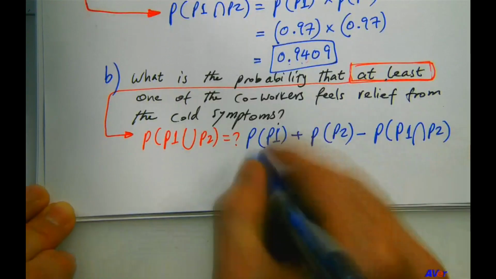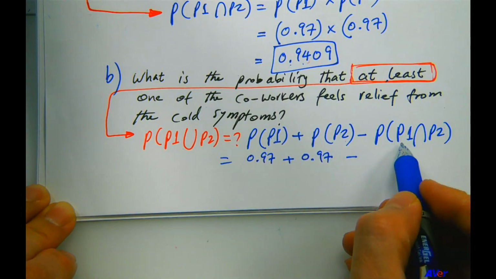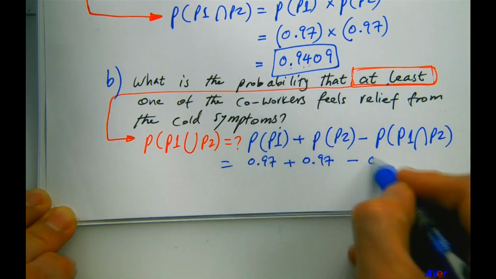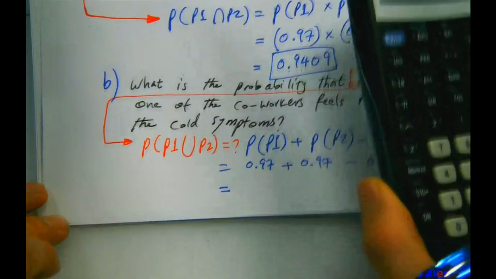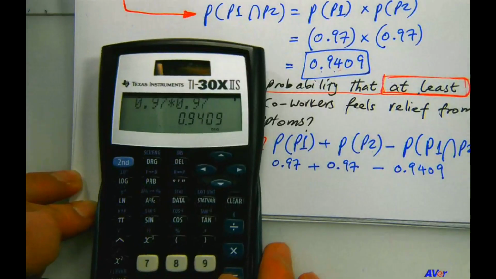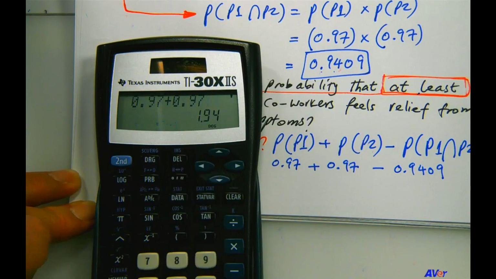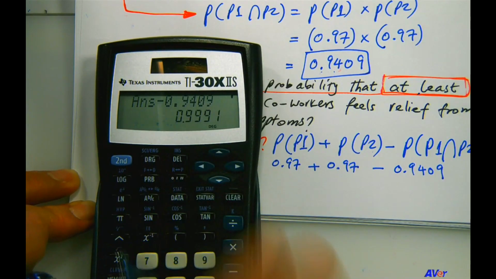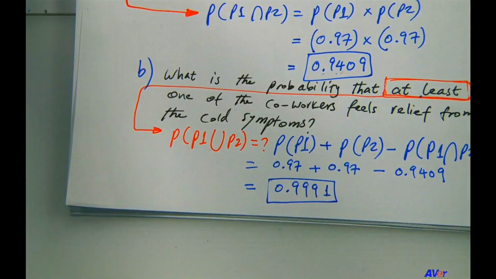So all we should do now is plug in for these quantities. So 0.97, 0.97, minus, of course, both feeling relief from the symptoms, which we already calculated in part A. So 0.9409. Let's see if I can include everything on the screen here. Yeah, I can do that. Okay, so 0.97 plus 0.97 is 1.94, right? And then minus 0.9409, and we have 0.9991. Like that. So this is the probability that at least one of the coworkers feels relief from cold symptoms.